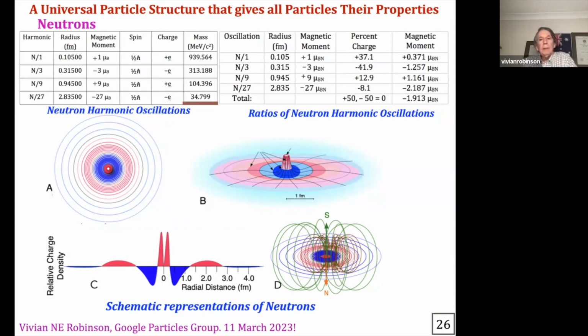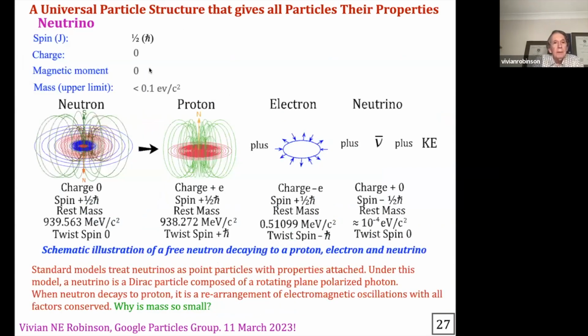Next, we come to a neutrino. Usual properties: spin half h bar, no charge, no magnetic moment, and an upper mass of 0.1 eV per c squared. Here I've just done a schematic illustration. A neutron decays to a proton plus an electron plus a neutrino. You've got charge 0 going to plus e, minus e.